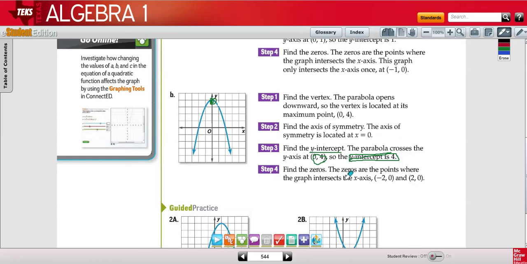Last step says find the zeros. And remember, for step 4, I want you to write all 4 words out. Zeros, x-intercepts, roots, and solutions. I need you to write all 4 of those words out on each problem.